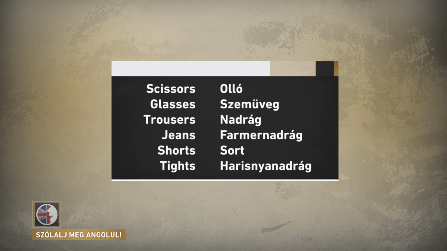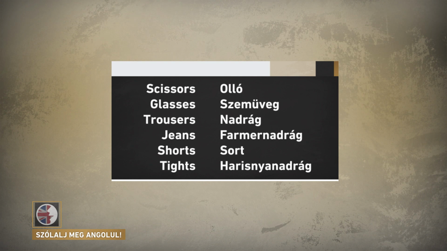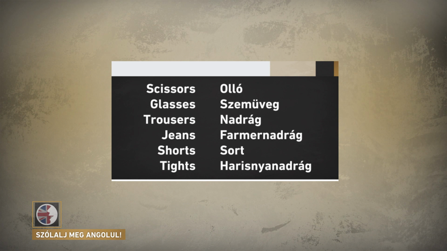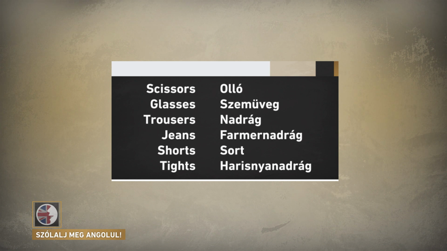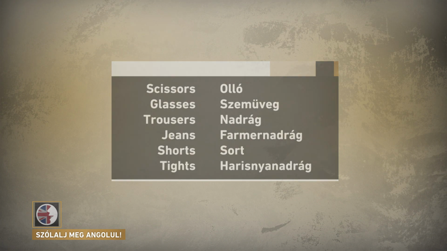We also learned that some nouns are only plural: trousers, shorts, glasses, jeans, and scissors. We never say a scissor, we always say scissors. We never say a jean, we always say jeans. If we want to talk about one, we use a pair of scissors, one pair of jeans.